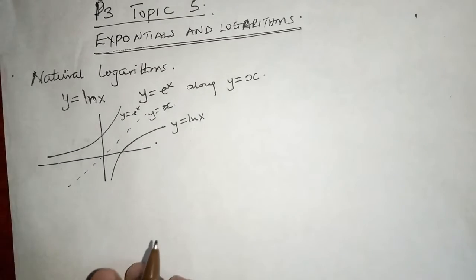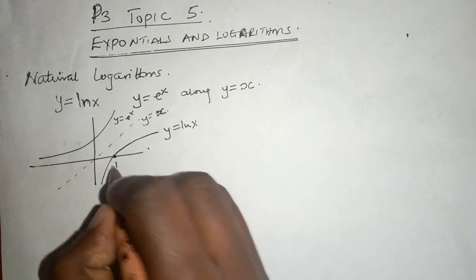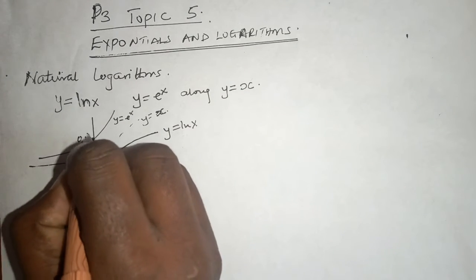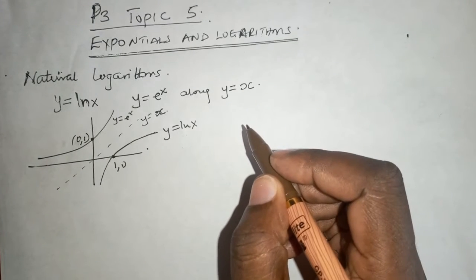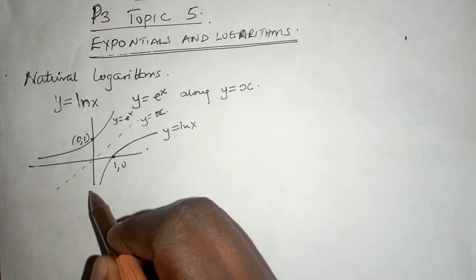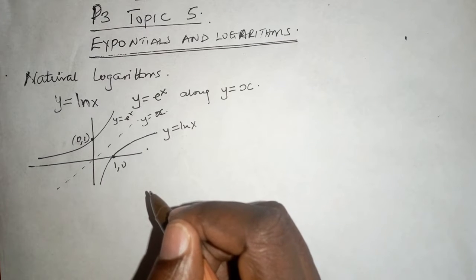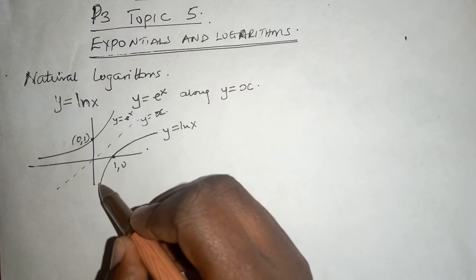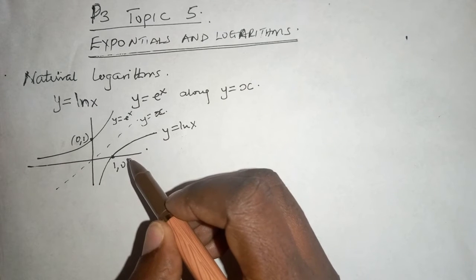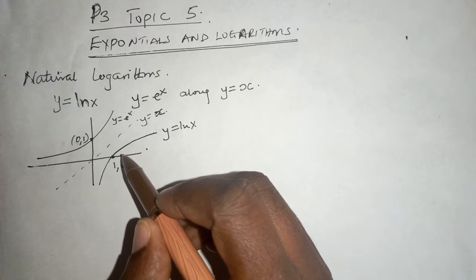You can see several features there, that the graph of ln x passes through (1, 0). This one is a reflection of (0, 1), where the graph of y is equal to e^x passes. It does not cross the y-axis, or rather the y-axis is an asymptote. This means that ln is defined only for positive values of x. In other words, we do not have natural logarithm of negative numbers as verified by this graph.